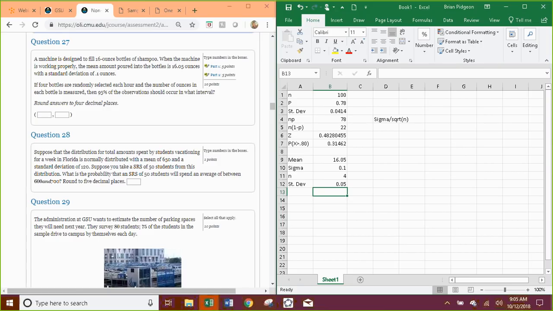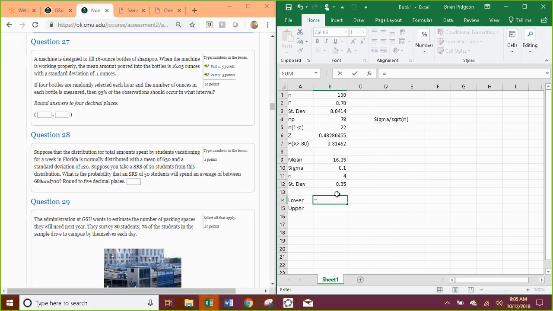It asks you for 95% of the observations should occur in what interval? Well, that's just the standard deviation rule. Remember, 95% of our observations occur within 2 standard deviations of the mean. But we're talking about the mean of the sample means. We're talking about the sampling distribution. So it's not 16.05 plus or minus 2 times 0.1. We need to first calculate the standard deviation of the sampling distribution, which is sigma over the square root of n.